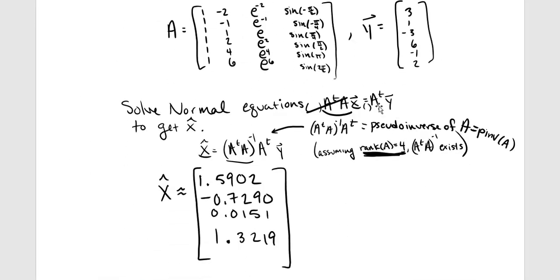Here they are, A transpose A X equals A transpose Y. Solve that for X, and that's actually your least square solution to A X equals Y. Okay, that's it for this video.